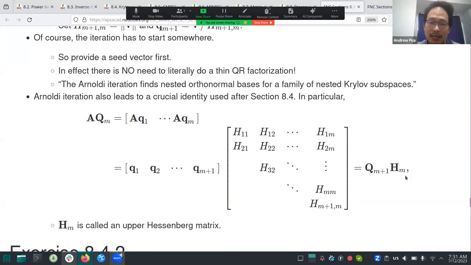And this H sub M has new terminology, which is called an upper Hessenberg matrix, and it's best remembered as upper triangular, with the nonzero part starting from H21 in the second row, upper triangular plus something below it. So that's an upper Hessenberg matrix. There, so that's, in a nutshell, in 15 minutes, what Arnoldi iteration is all about, what's nice about it, and how to actually implement this iteration.